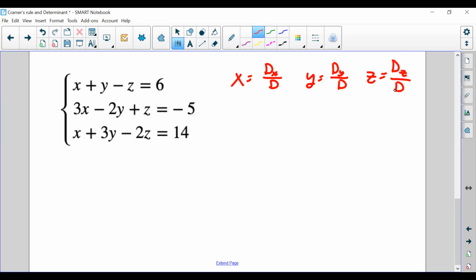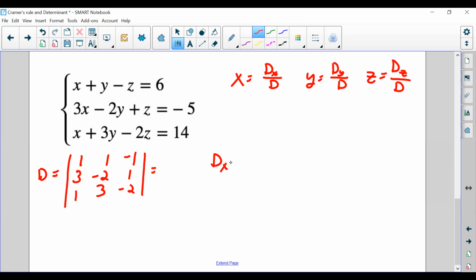The setup is the same. I need to figure out what the determinant is of my coefficients. The x, y, z coefficients of my first equation are 1, 1, negative 1. Coefficients of the second equation are 3, negative 2, 1. Coefficients of the third equation are 1, 3, negative 2. And then I'll use my calculator to help me.